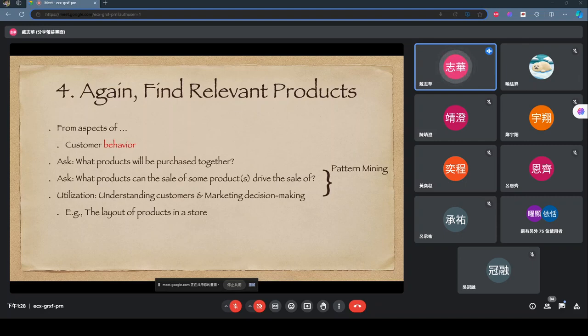We say two products are relevant. What do they mean? In clustering, relevant could be regarded as, for example, similar groups of customers who would take the product together. We could define that.